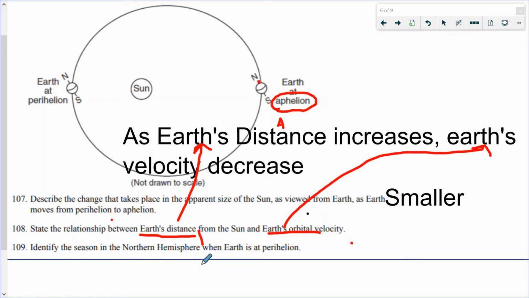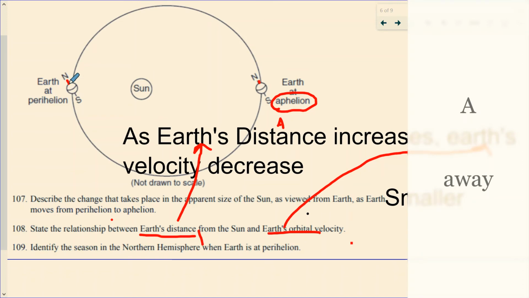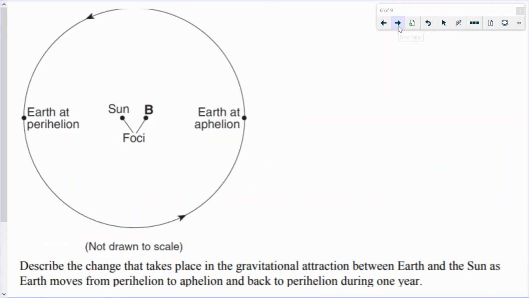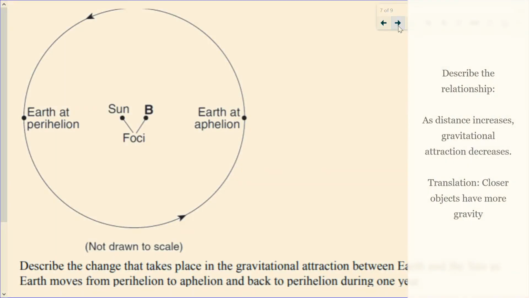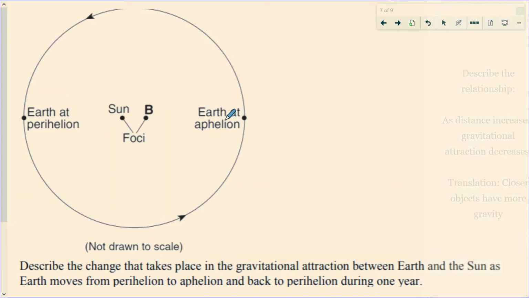Identify the season in the northern hemisphere at perihelion. I look at that North Pole, tilt it away. It's the first day of winter, so winter season. Similar diagram. Describe the change that takes place in the gravitational attraction as the Earth moves from perihelion to aphelion. So there's going to be less gravity. Gravity decreases. Gravity goes down, anything like that.